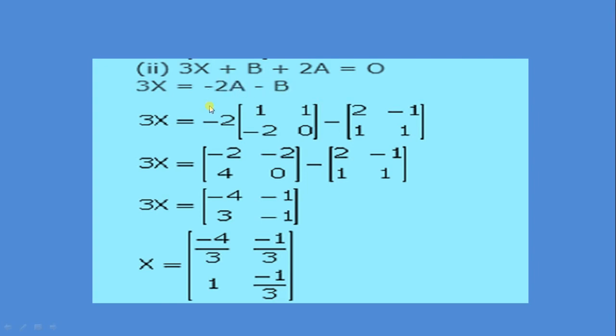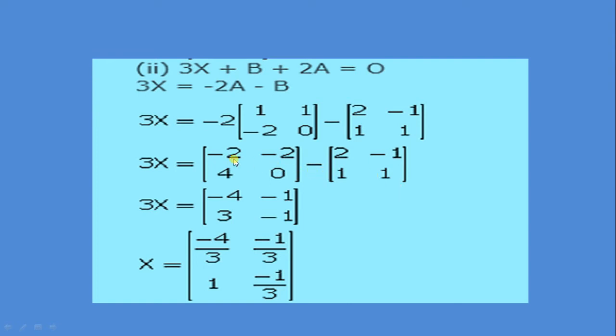As we have minus in the beginning, let us multiply with minus 2 all the elements. So minus 2 into 1 is minus 2. Minus 2 into 1 is minus 2. Minus 2 into minus 2 is 4. Minus 2 into 0 is 0. Minus the elements of B.